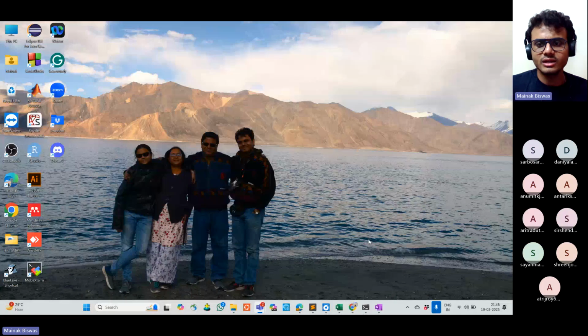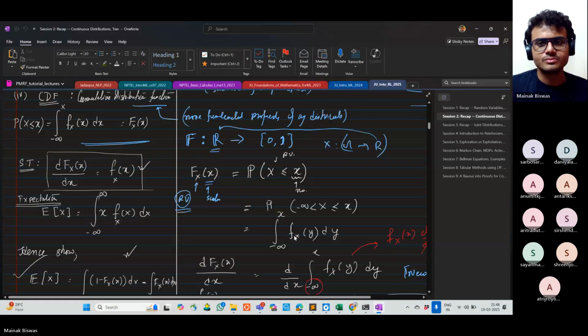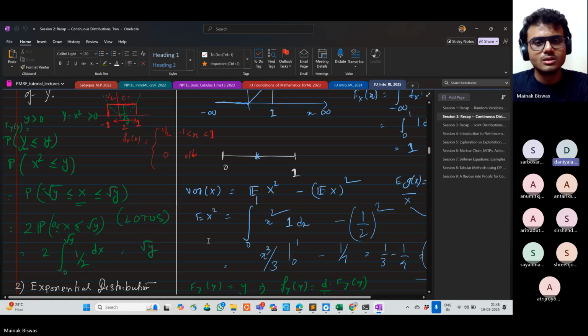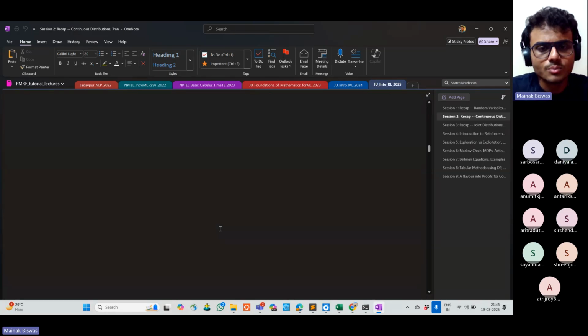Okay, so now I'm sharing my computer screen. Still, let me know if you can see. You can see, right? I now can't see all of you, but you can see my screen, right? Yes.